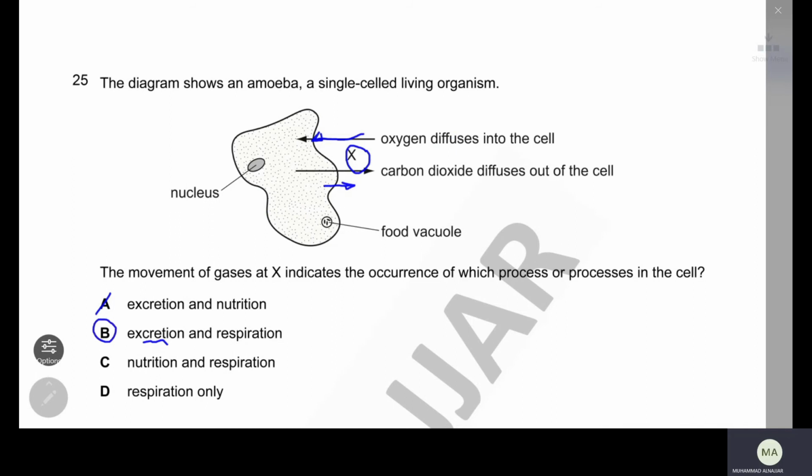And my piece of advice is to continue solving, just to double check that the answer we picked is correct and to confirm it. C is saying nutrition and respiration. Respiration is okay, but it's not a nutrition, so we'll exclude this. And D, respiration only. No, not only, because there is an excretion too, so we'll exclude D.